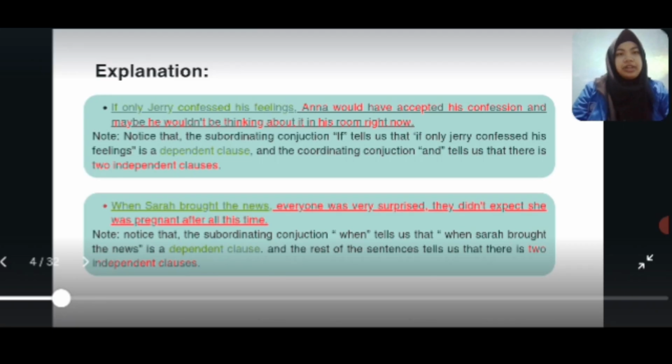And the coordinating conjunction and tells us that there are two independent clauses. And then the third one, we might notice that the subordinating conjunction if tells us that if only Jerry confessed his feelings is a dependent clause, and the coordinating conjunction and tells us that there are two independent clauses. And then the last one, notice that the subordinating conjunction when tells us that when Sarah brought the news is a dependent clause, and the rest of the sentence tells us that there are two independent clauses.